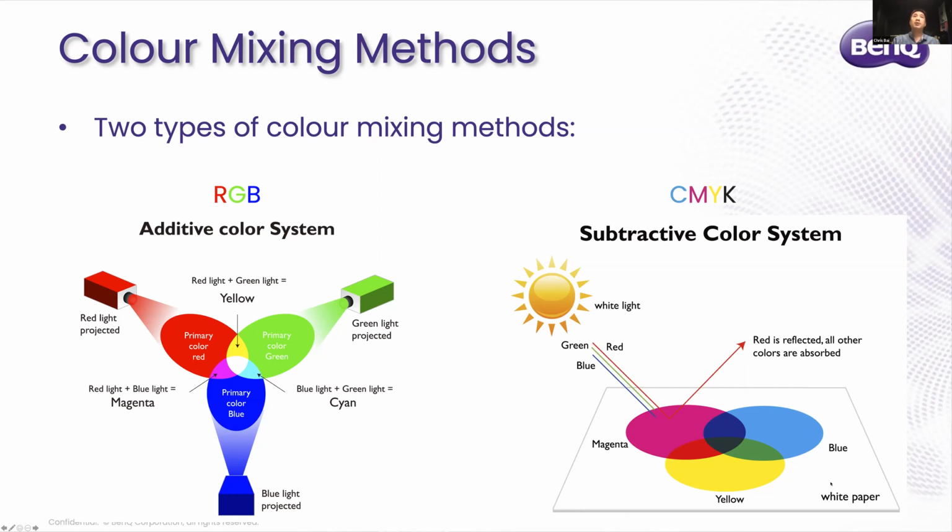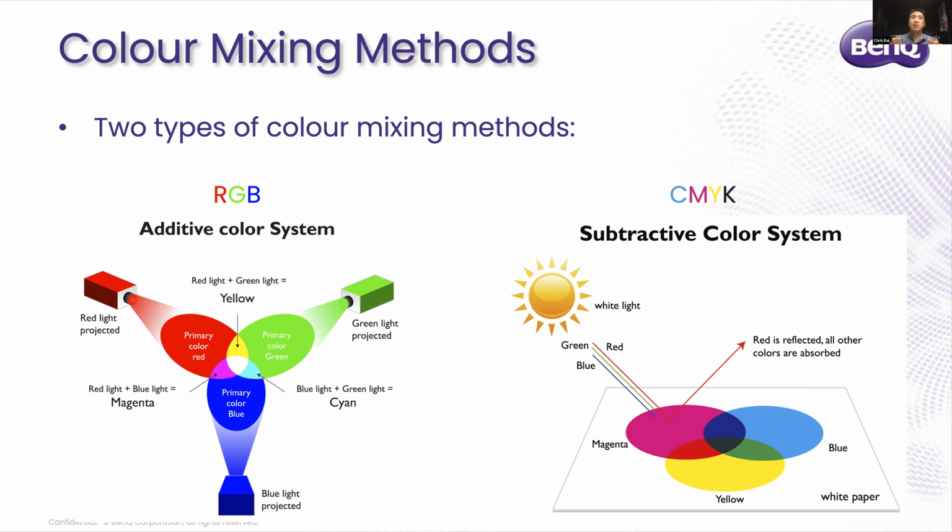So in this color management ecosystem, the monitor belongs to the RGB additive color system, but the printing belongs to the subtractive color system. So the underlying color mixing theories are very, very different. It is exactly the opposite.